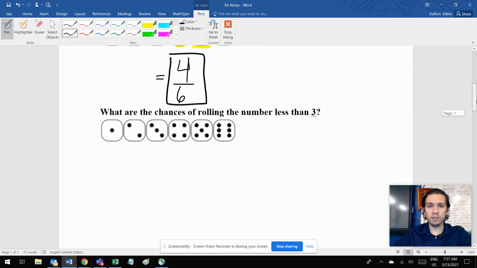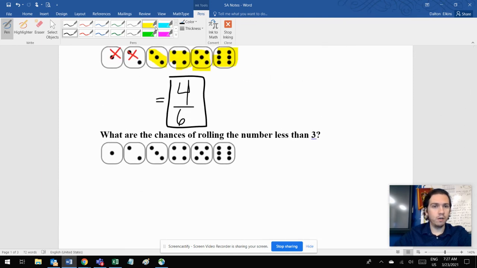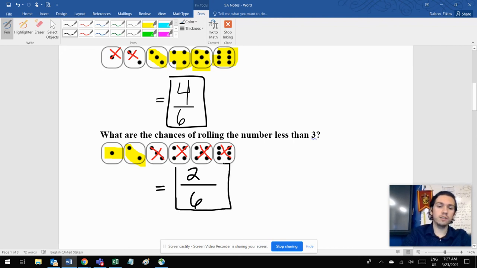What about a number less than 3? Well, we have 1, which is less than 3, 2, which is less than 3, 3 is not less than 3, 4 no, 5 no, 6 no. So how many total do we have? We have 2 numbers that are less than 3, and we will divide that by, again, 6 possible answers here. So that is how we discuss and think about probability.